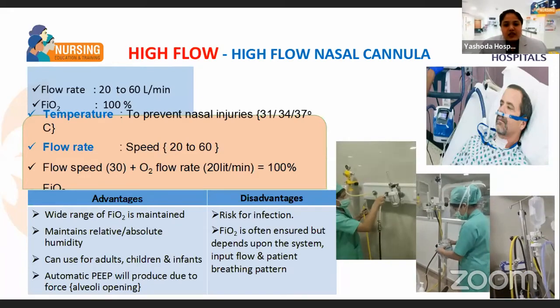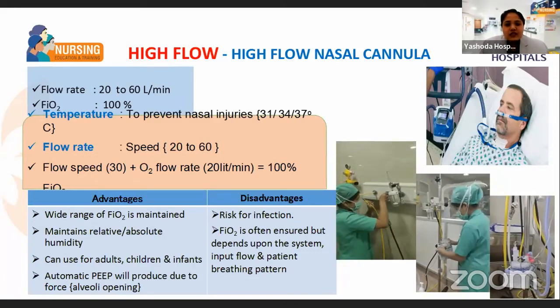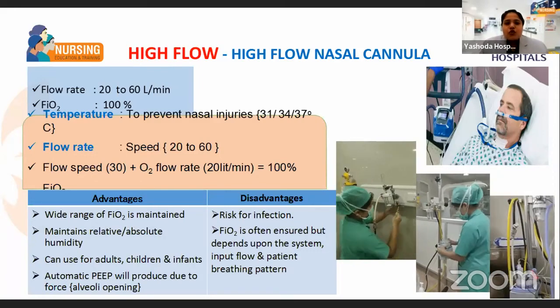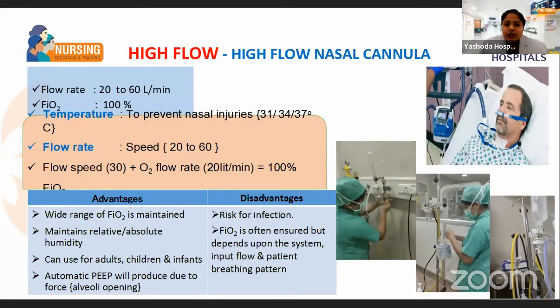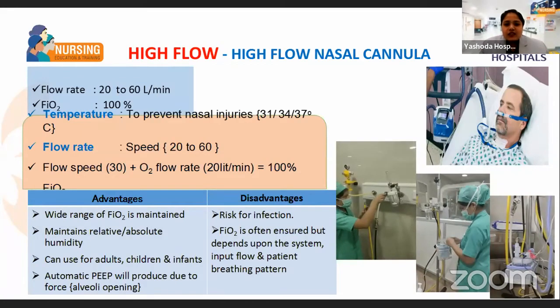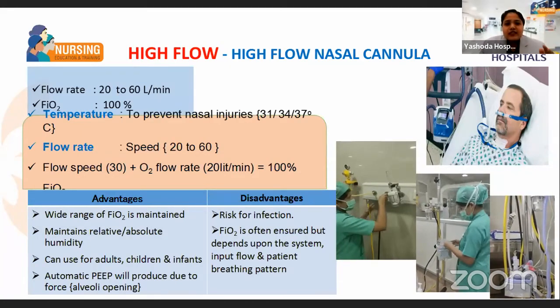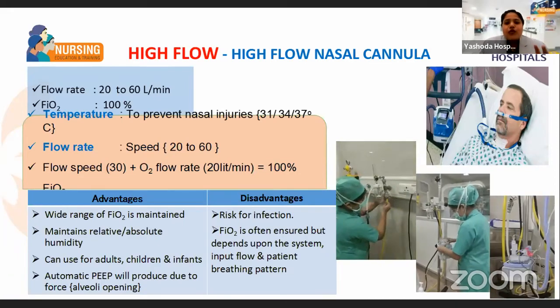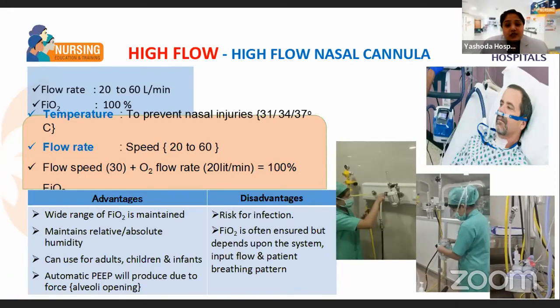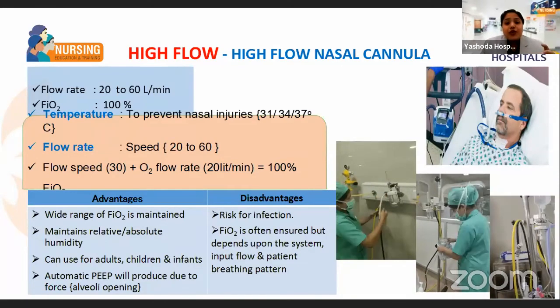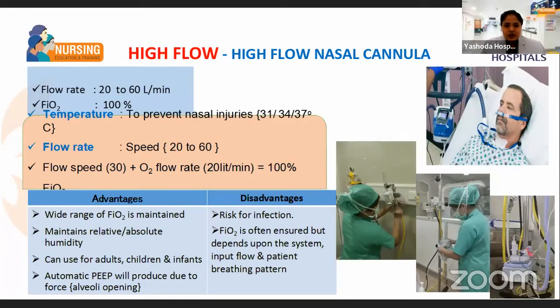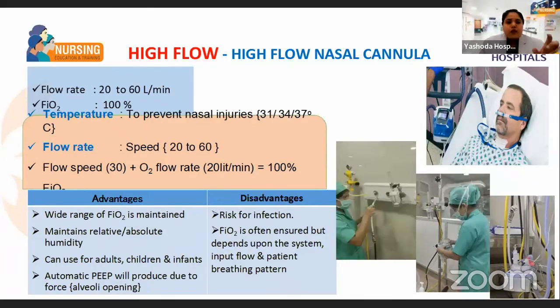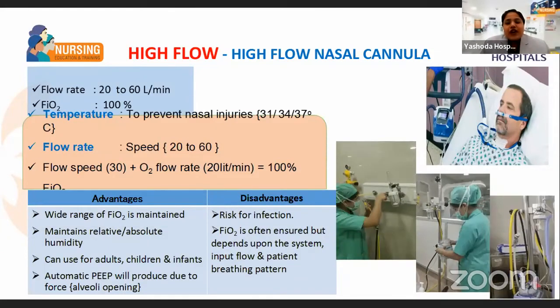Anybody? Here, the main important thing is 3 parameters. You should know about the temperature, the speed, how much you're maintaining, and the other thing is flow rate. These 3 things will play a vital role whenever you're using this high flow nasal cannula. By this cannula, we are delivering humidified oxygen to the patients. Am I clear?